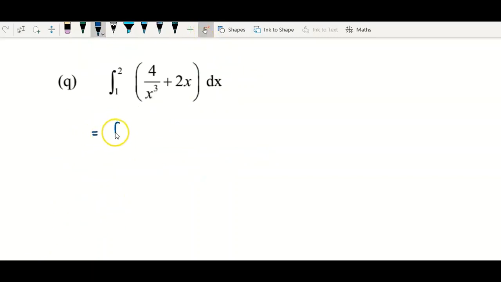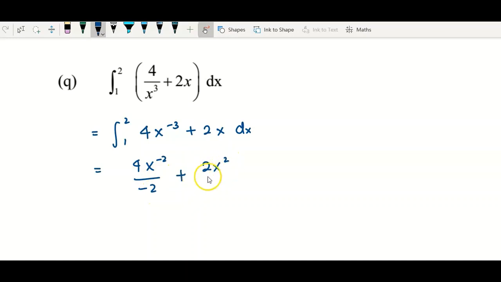For this question, just rewrite our question into this form and integrate. Increase the power by 1, you have negative 2 over negative 2 plus 2x squared over 2. And simplify it. You have 2 and then this one can be cancelled off. So finally you have negative 2 over x squared plus x squared.